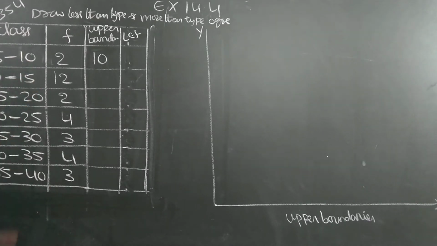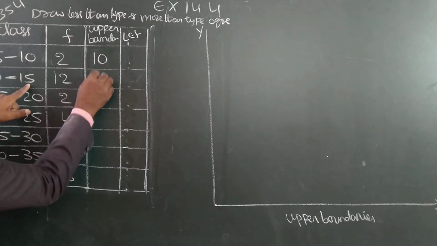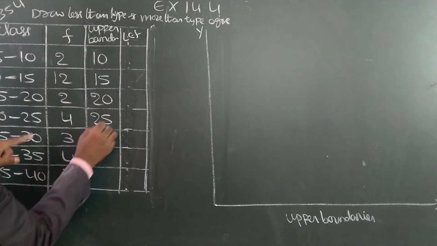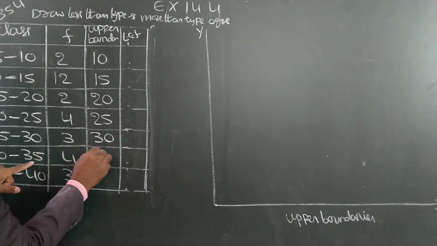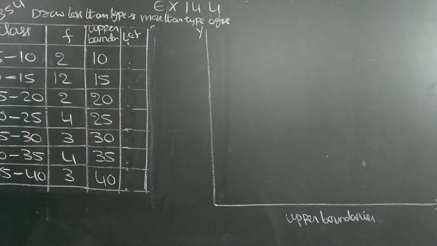There is no confusion. This is 10, 10. So 10, upper boundary 15, upper boundary 20, upper boundary 25, upper boundary 30, upper boundary 35, upper boundary 40. So 10, 15, 20, 25, 30, 35, 40.